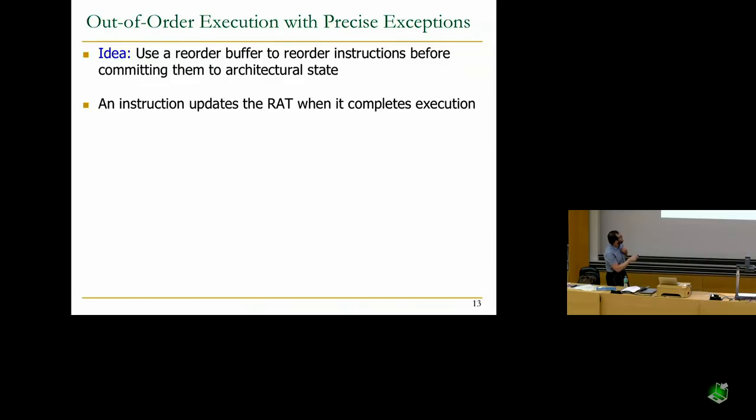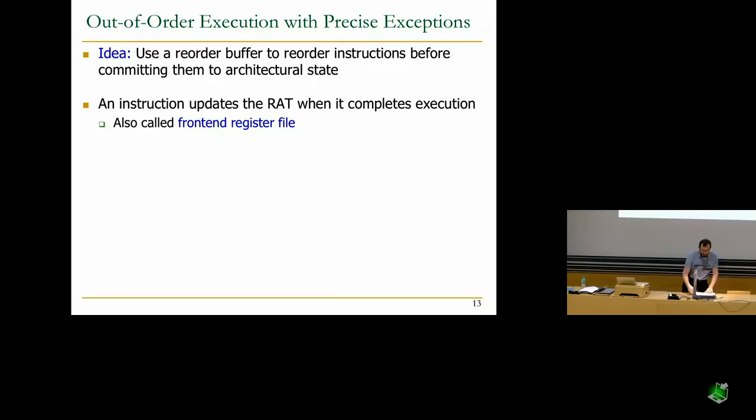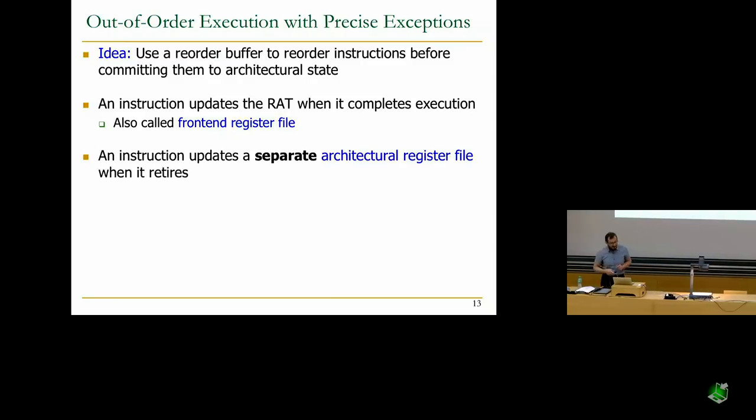An instruction updates the register alias table when it completes execution. Maybe I will show that in a little bit. But this is also called the front-end register alias table, or front-end register file, even though it may not be a register file. It's a register alias table. An instruction updates a separate architectural register file when it retires.